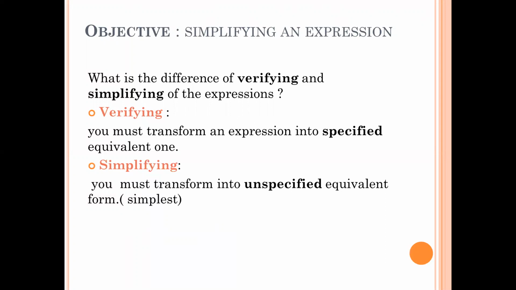Verifying means I give you an expression, and you have to transform it into a specified equivalent one. But simplifying means you transform the expression into an unspecified equivalent one. Student A can simplify it as cosecant, and student B can simplify it as 1 over sine. It can be.